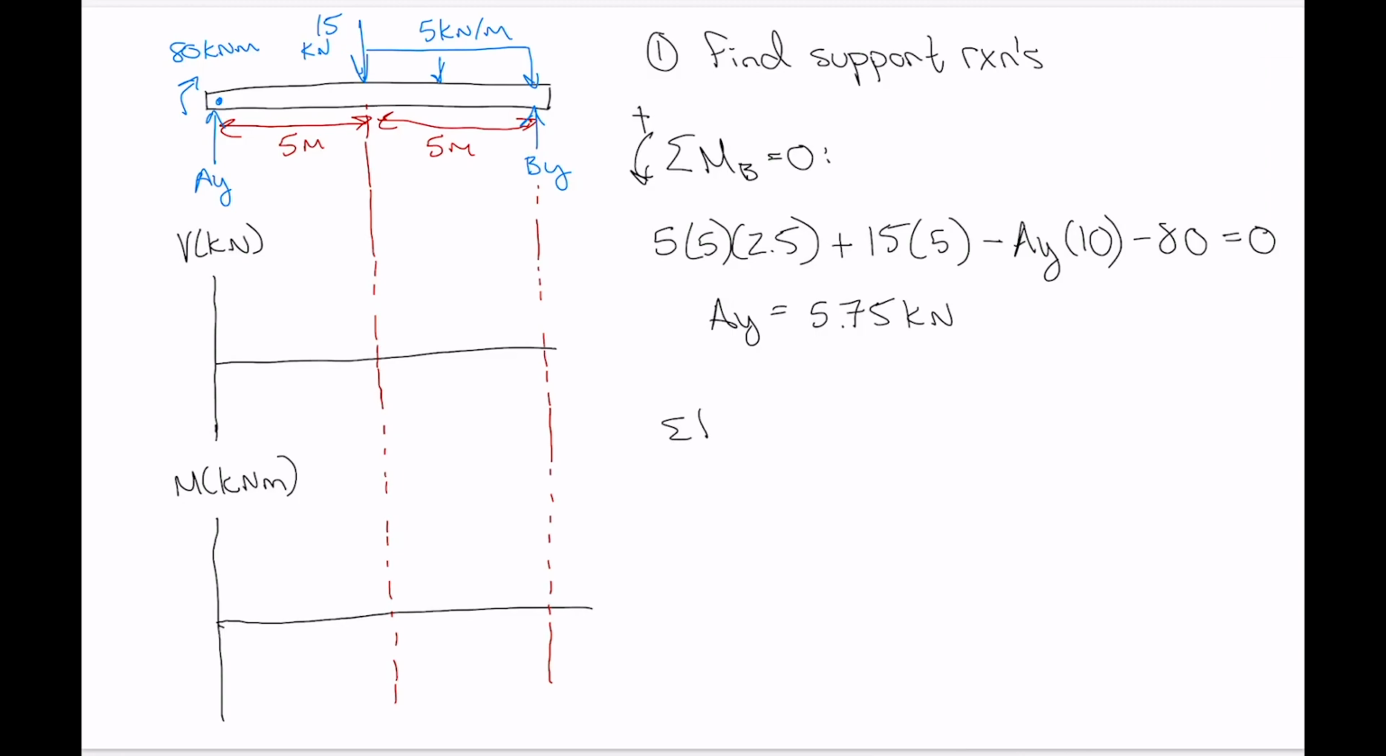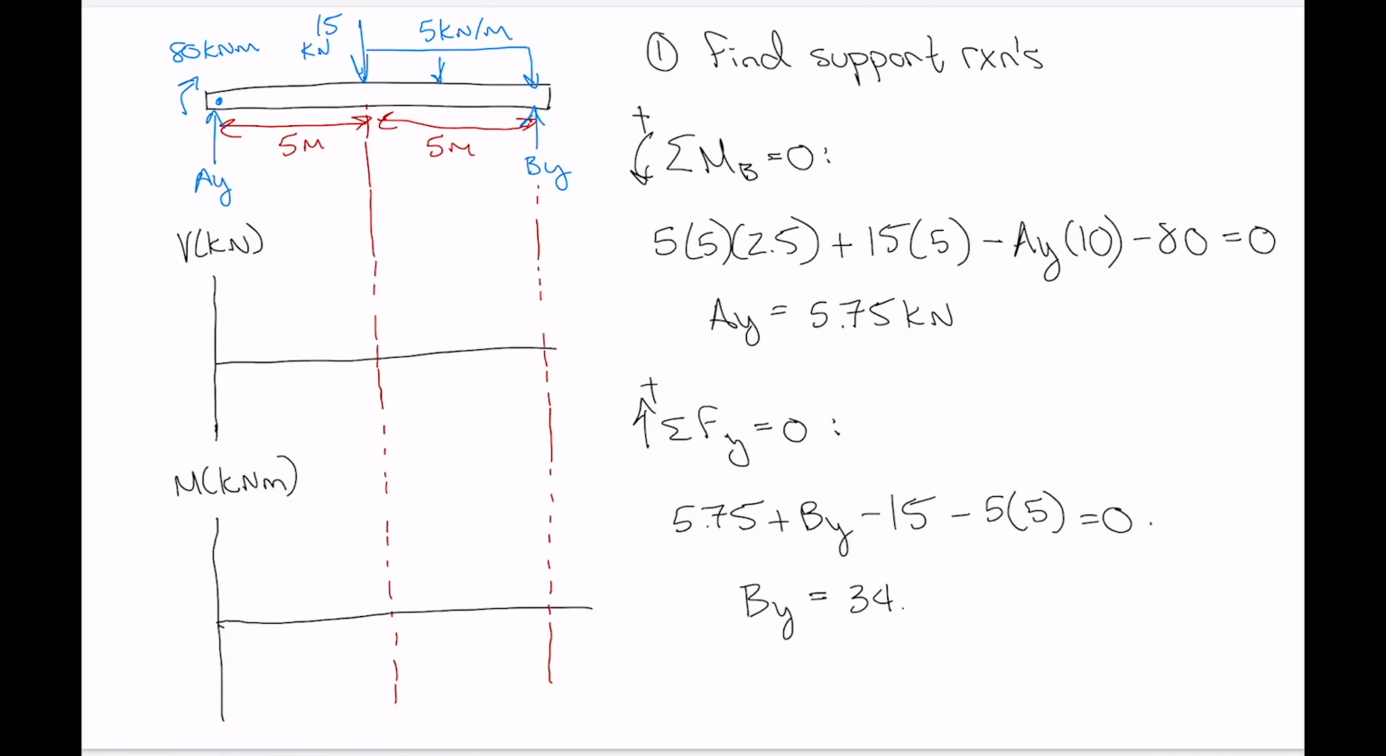And then we want to do sum of the forces in the y direction is equal to 0. And that's, of course, going to give us BY. So what do we have? Upwards we have AY, which is 5.75, plus BY, minus 15, minus the resultant of the 5 kilonewton per meter distributed load, which is 5 multiplied by 5, and that all has to equal 0. So BY pops out of there, and it's 34.25 kilonewtons.